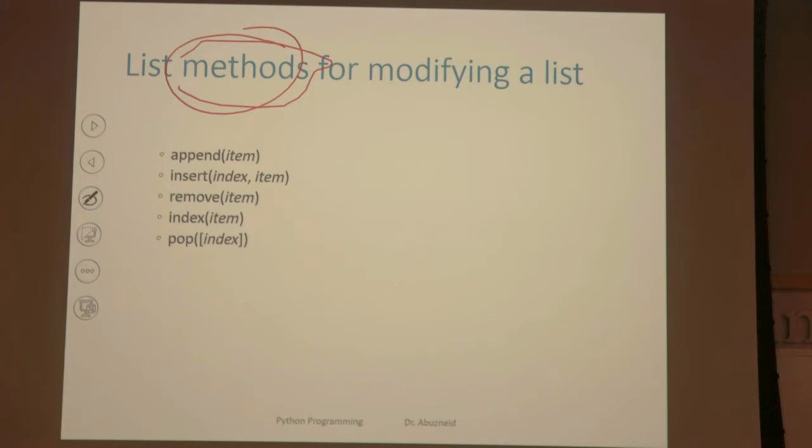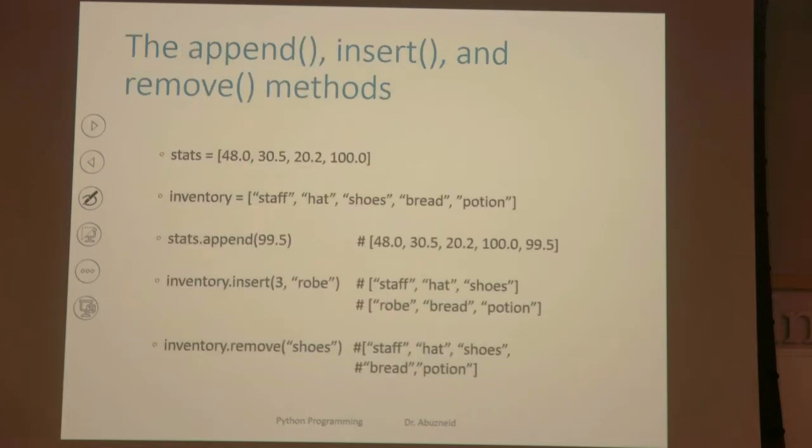So we start with append. If you need to append an item to the list, use append. With insert, you could insert a certain item at a certain index. For example, at item number 3, I would like to insert this value. You could remove an item, index an item to know what the index of the item is, and pop an item randomly from the list. All these examples will explain things, okay?